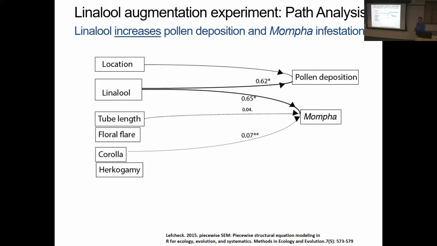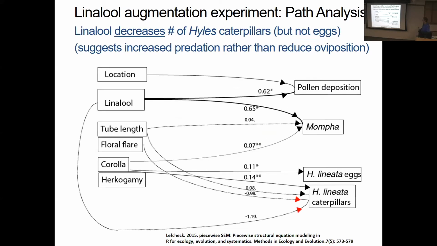These are plants that don't make linalool, and we jacked up the number of Manduca larvae we were finding in the fruits. The other thing it did is it knocked down the number of caterpillars, but not the number of eggs. So adding linalool didn't reduce oviposition on the plant by female hawkmoths. What it did is reduce the survivorship or the presence of the caterpillars once they hatched from those eggs. And we don't know if that means that they left the plant or they got killed, but they weren't there.